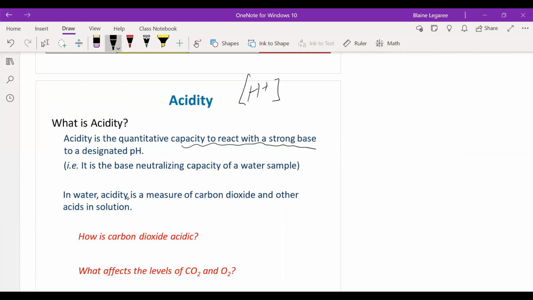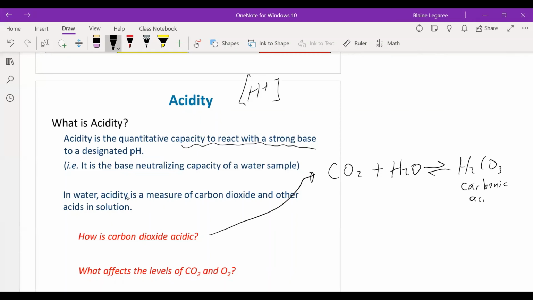So you can see it says here, how is carbon dioxide acidic? So let's think about that. If you have carbon dioxide, CO2, it actually naturally reacts with water, H2O, in an equilibrium. And in that equilibrium, we make something called carbonic acid. Carbonic acid is H2CO3.